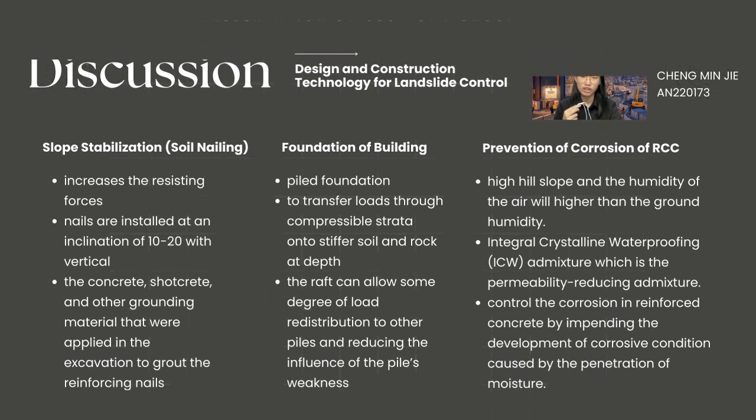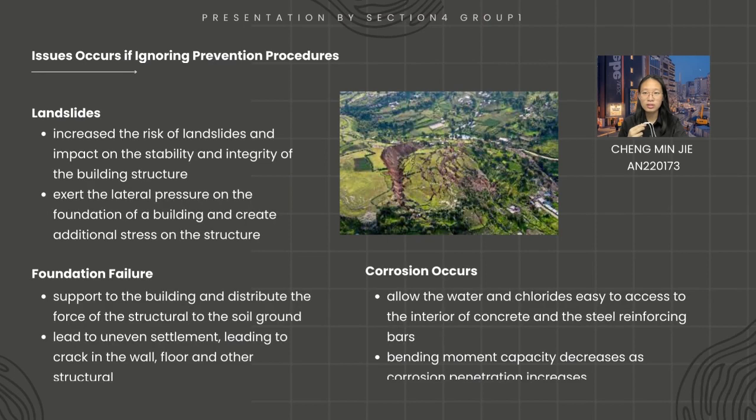Next are the issues that occur if the prevention procedures are ignored. First is landslide. Ignoring slope stability can increase the risk of landslide and impact the stability and integrity of the building structure. This is because the slope's instability will exert lateral pressure on the foundation of a building and create additional stress on the structure. The additional stress will lead to the load-bearing structure of the building cracking.